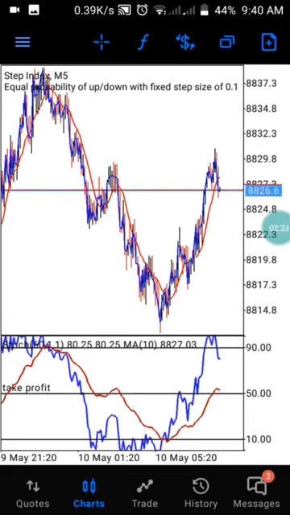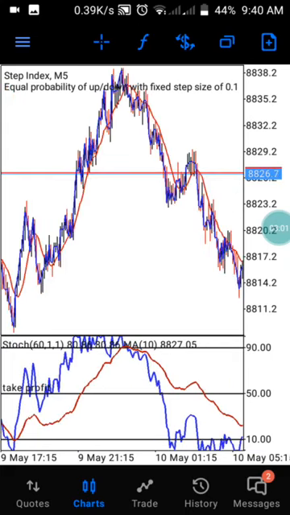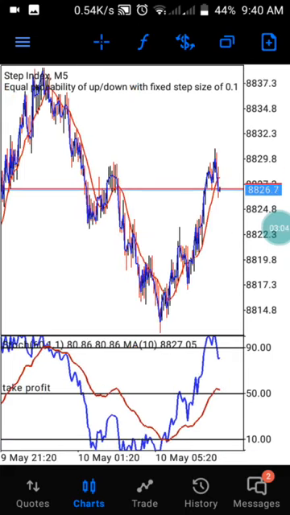But let me tell you, this strategy only works for step index, and it only works on 5-minute time frames. I'm using the second zoom level. The last zoom level is going to give you a very tiny trade like this, and the second zoom level looks like this. Let me show you so that you can see it. That's the first one, and the second one is this. So you can use the first one or the second one.